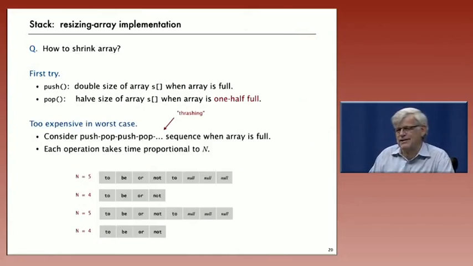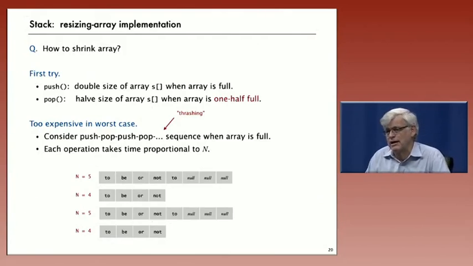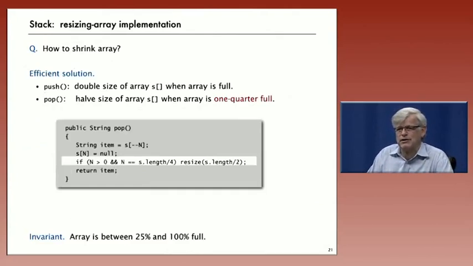Well, that one doesn't exactly work because of a phenomenon called thrashing. If the client happens to do push, pop alternating when the array is full, then it's going to be doubling, halving, doubling, halving, doubling, halving, creating new arrays on every operation, taking time proportional to n for every operation, and therefore quadratic time for everything. So I don't want to do that. The efficient solution is to wait until the array gets 1/4 full before you halve it.